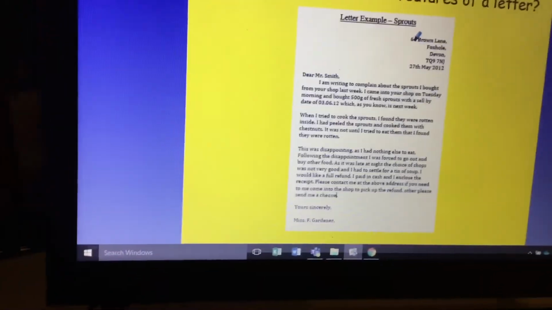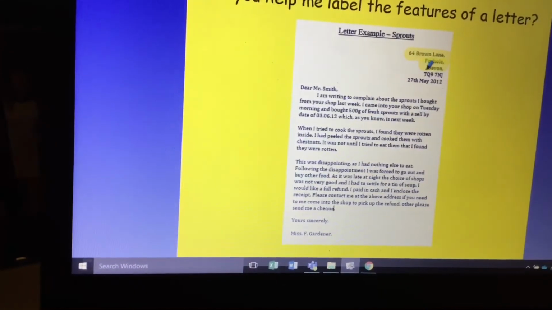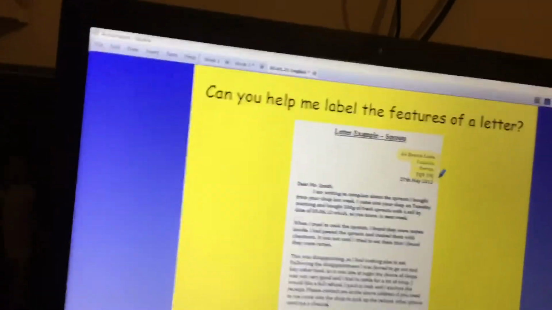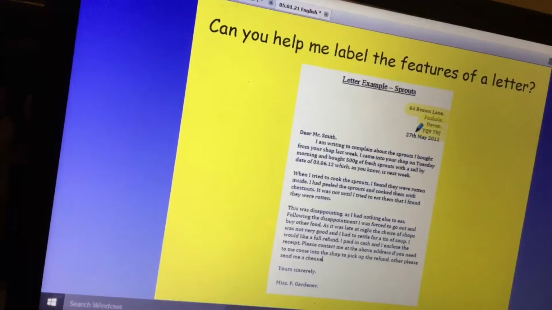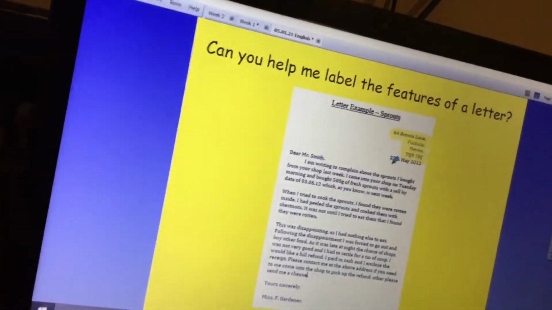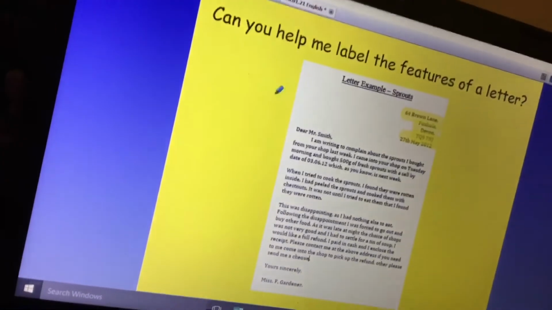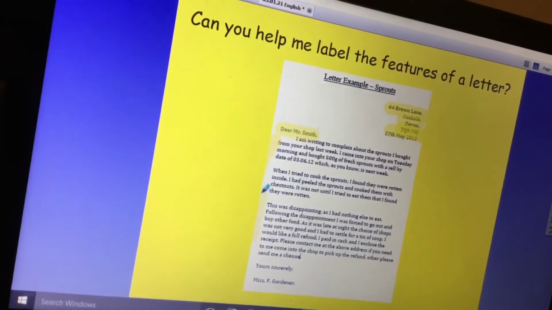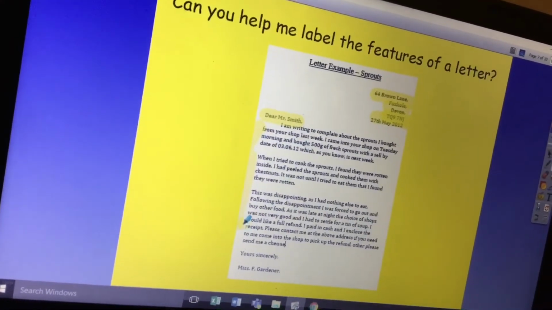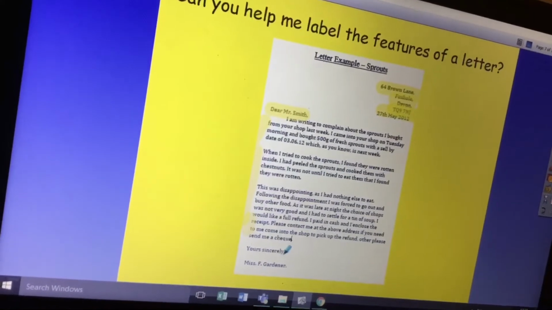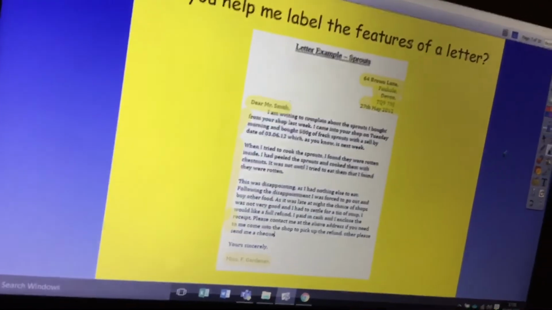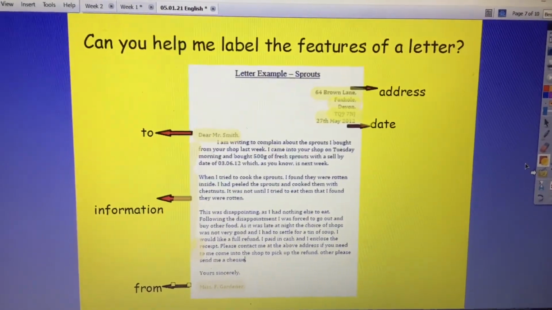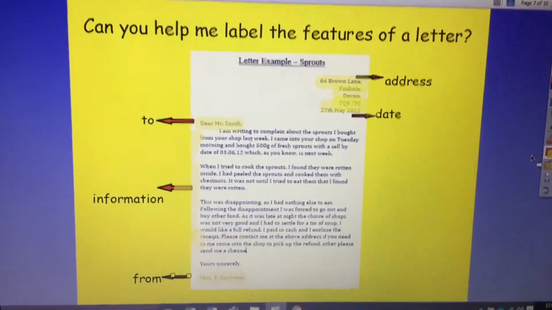There we go. Okay, so here is the address. So 64 Brown Lane, Foxhole, Devon, TK9ZNJ. Underneath it we have got the date. Over here we got who it's going to, dear Mr. Smith. All of this bit up here, all along there is our information. Here we have got who it's from. So they tend to be the main features of a letter. And here it is all fully labelled for you. So I did arrows to show where it was to annotate my letter properly.